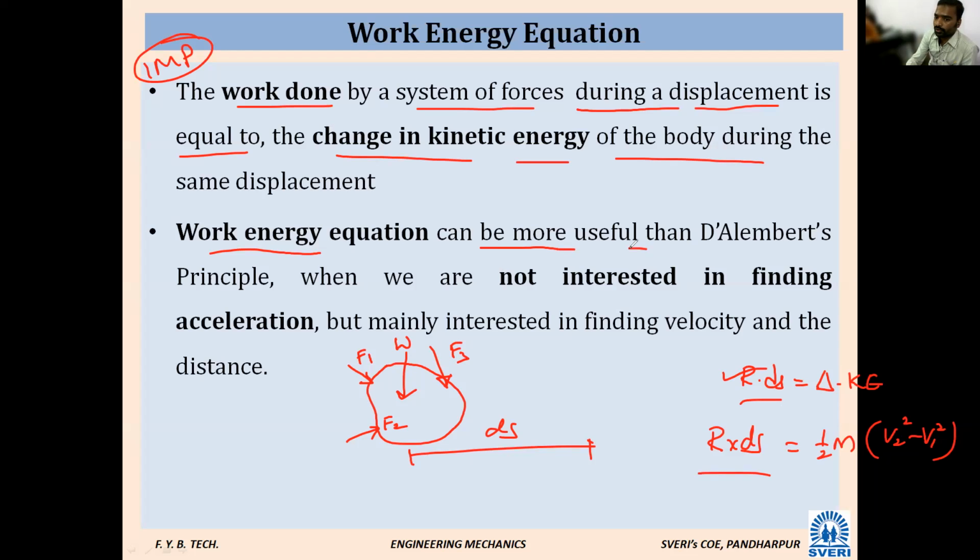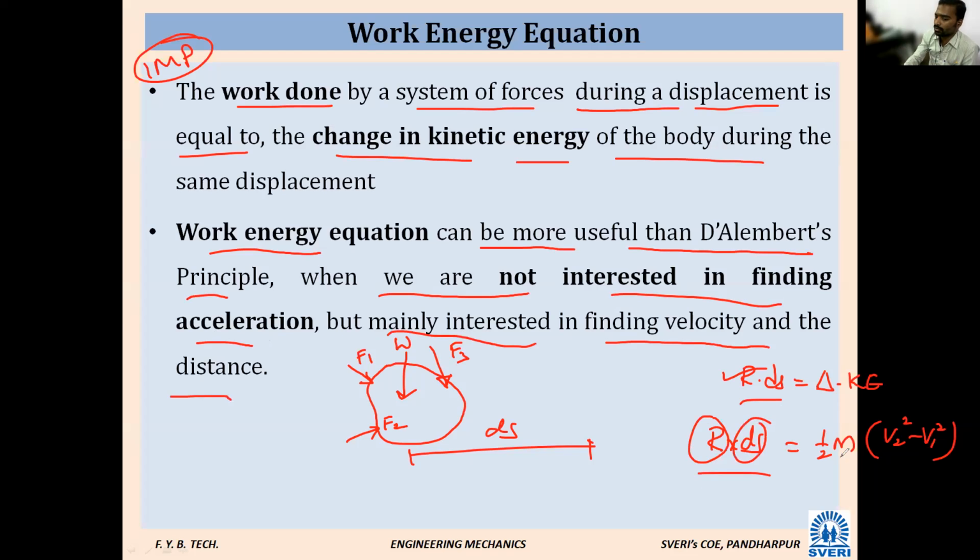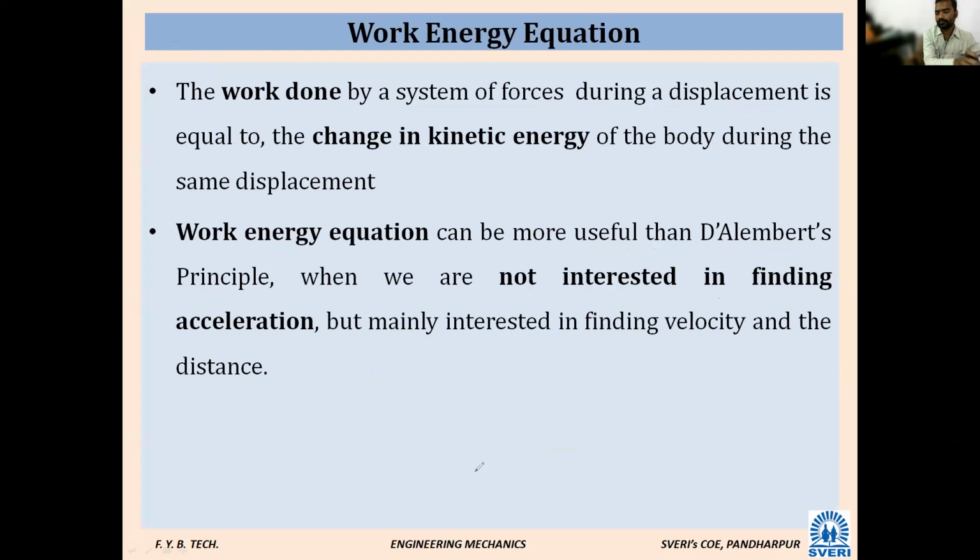This can be more useful than D'Alembert's principle when we are not interested in finding the acceleration. Whenever you want to determine the acceleration, you have to use D'Alembert's principle because of the inertia force. Here we are not interested in acceleration; we are interested mainly in finding the velocity and distances. That's why the final resultant force into distance is equal to half m v2 square minus v1 square. Is it clear, all of you? Yes, sir.